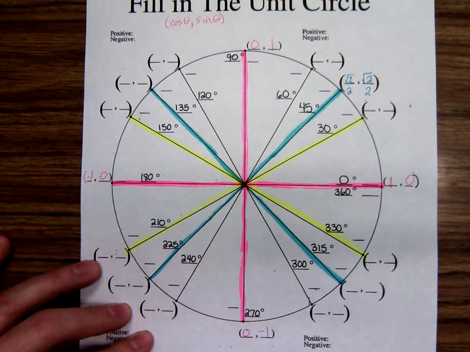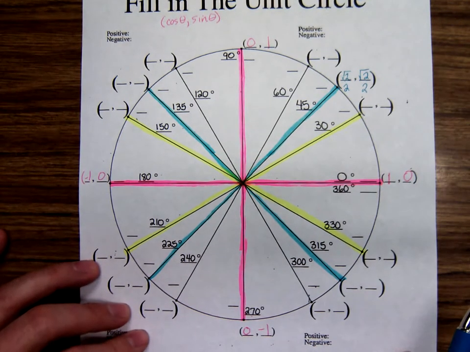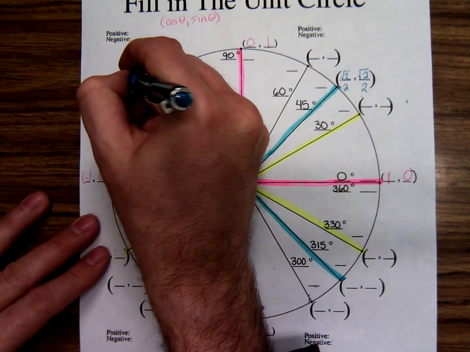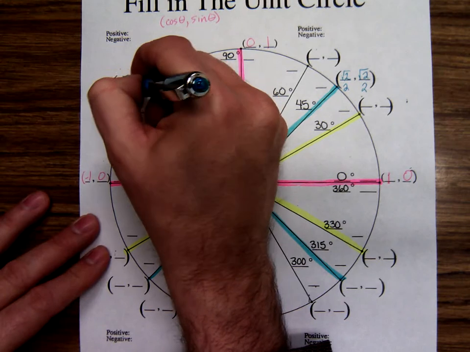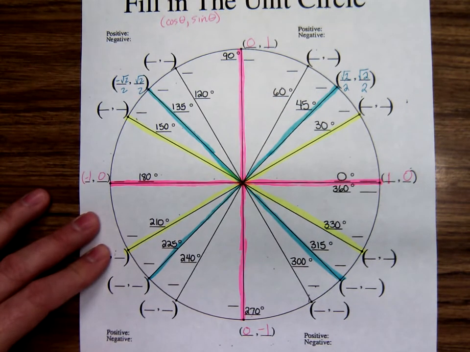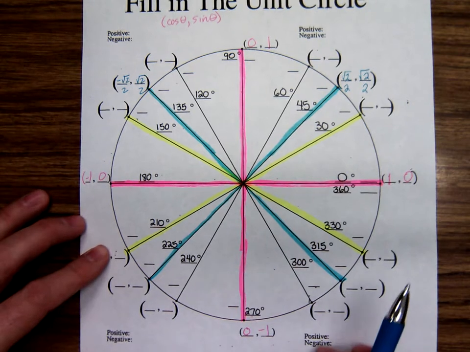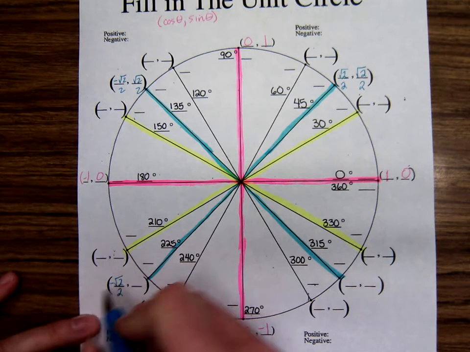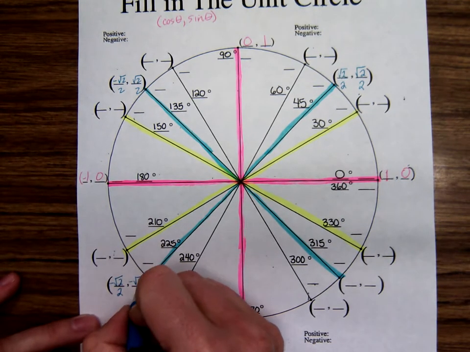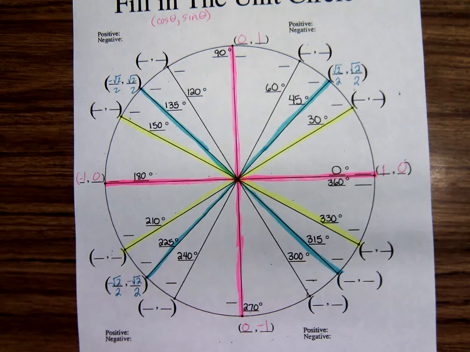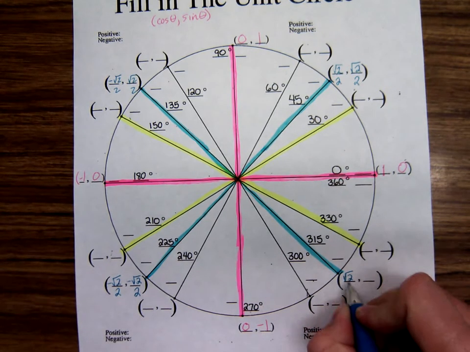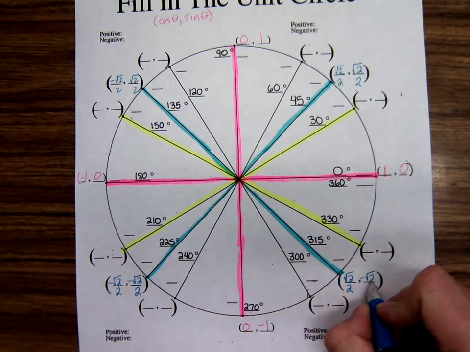And then you're going around from quadrant to quadrant. In quadrant 2, x is negative, y is positive. So it's negative square root of 2 over 2, comma, positive square root of 2 over 2. And 225 degrees in quadrant 3, they're both negative. So negative square root of 2 over 2, negative square root of 2 over 2. And finally, at 315 degrees, x is positive, y is negative.